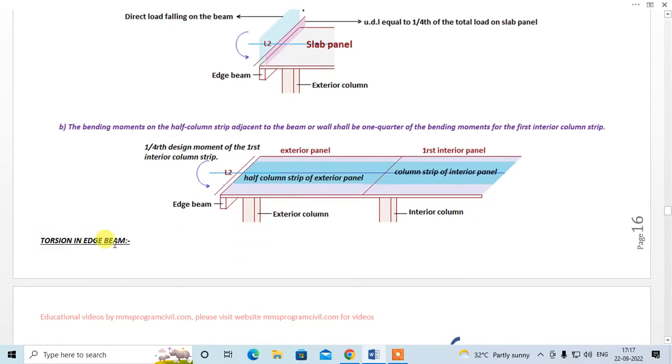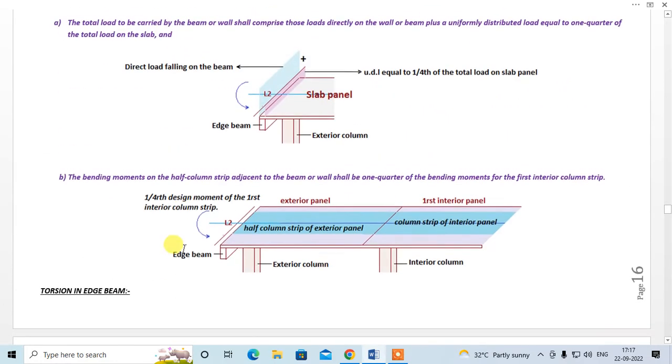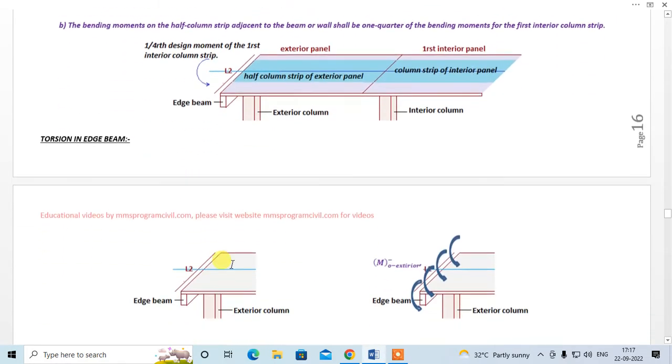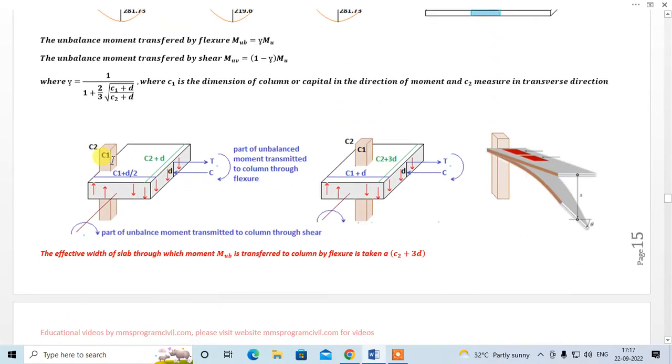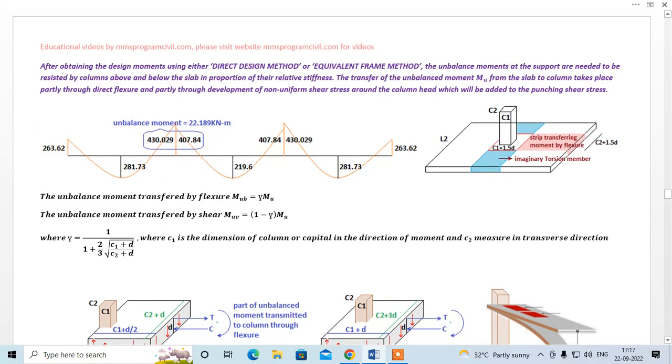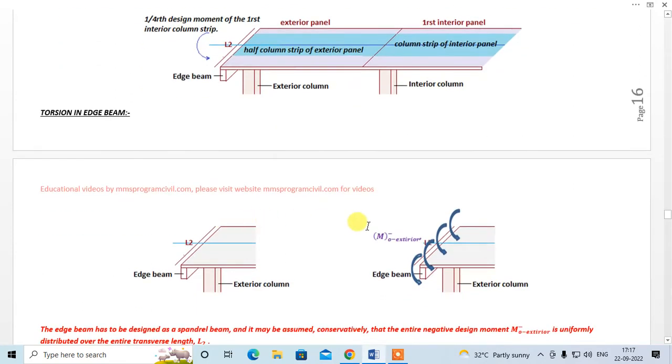Now torsion in edge beam, okay. Now this beam has to carry this vertical load as shown over here, plus it has to carry the twisting moment, okay. So this is a moment which we got over here, 263.62. So that moment, that is our exterior moment, right? That moment has to be distributed equally, uniformly throughout the edge beam, that is L2.